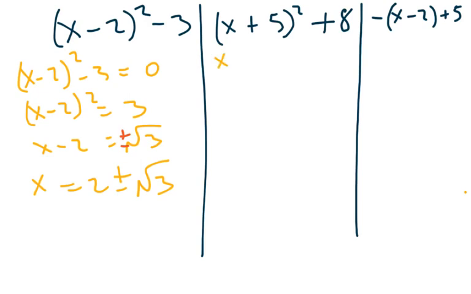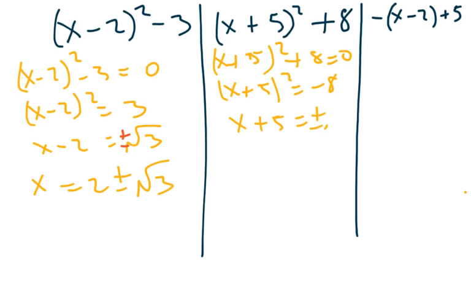So we're going to get x plus 5 to be squared plus 8 equals 0. X plus 5 to be squared is equal to minus 8. And x plus 5 is equal to plus or minus the square root of 8. If you don't know the plus or minus, you can ask. I'm going to assume you do know. And x is equal to minus 5 plus or minus the square root of 8. Okay. And now let's have a look at the last one.